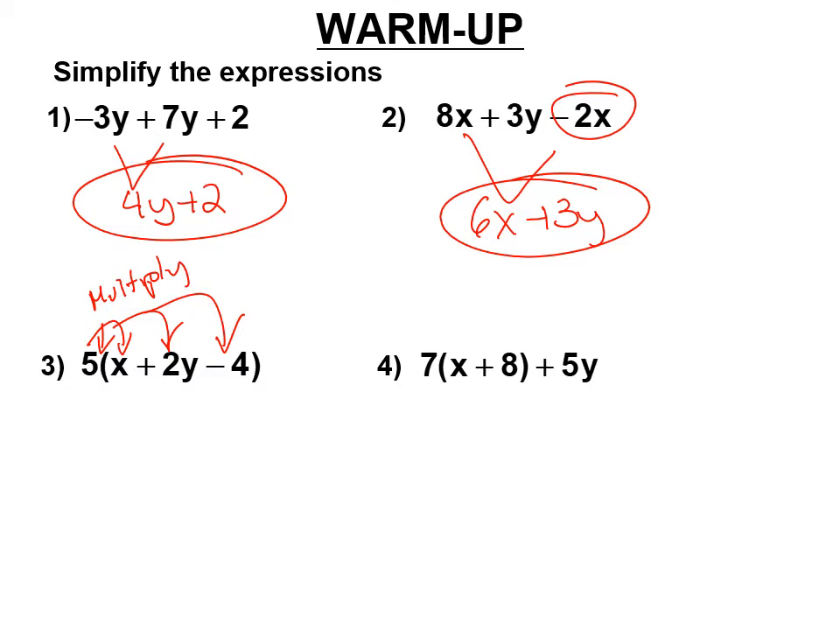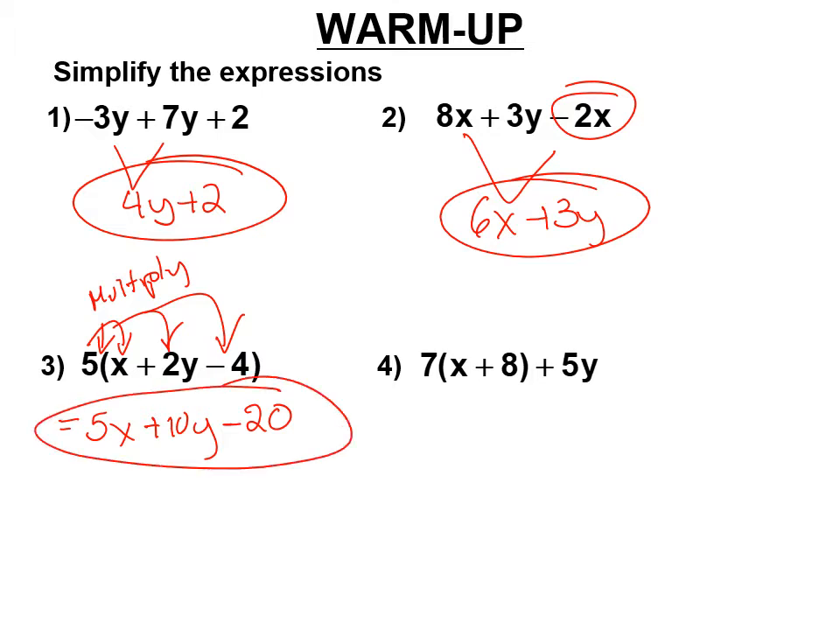And it says if you do that, you have to do 5 times x, which is 5x, 5 times positive 2y, which is 10y, and 5 times negative 4, or 5 times 4 with a minus, which is minus 20. And those two expressions are equivalent. All right, we have distributed the 5. So do that in the next one.